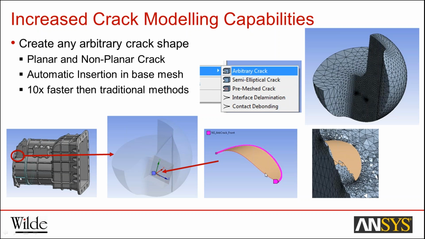We can then automatically insert this into the base mesh and run our mechanical analysis based on any arbitrary shaped crack. So this is really an improvement because we've not got to make any assumptions about the shape of the crack like we would have had to do previously. So we're going to get more accurate results and better reflect reality.